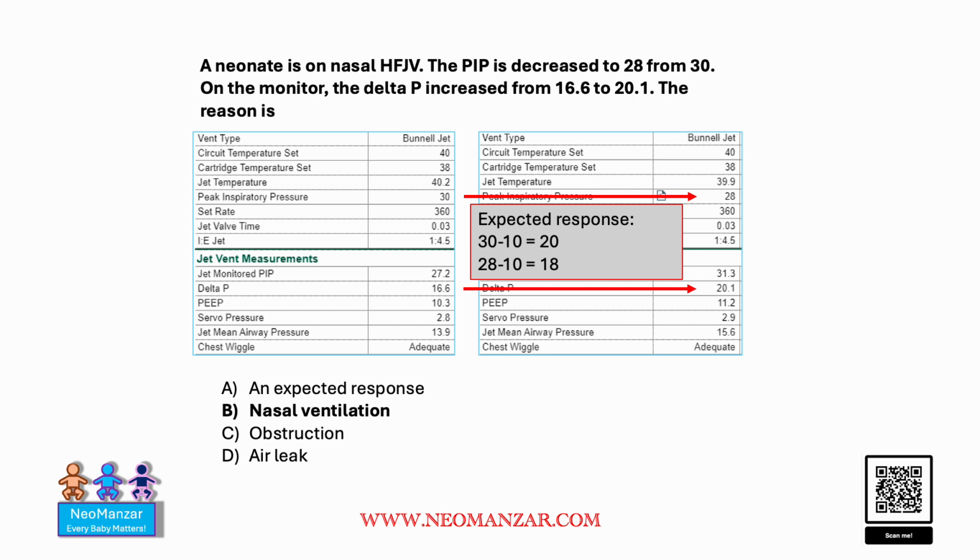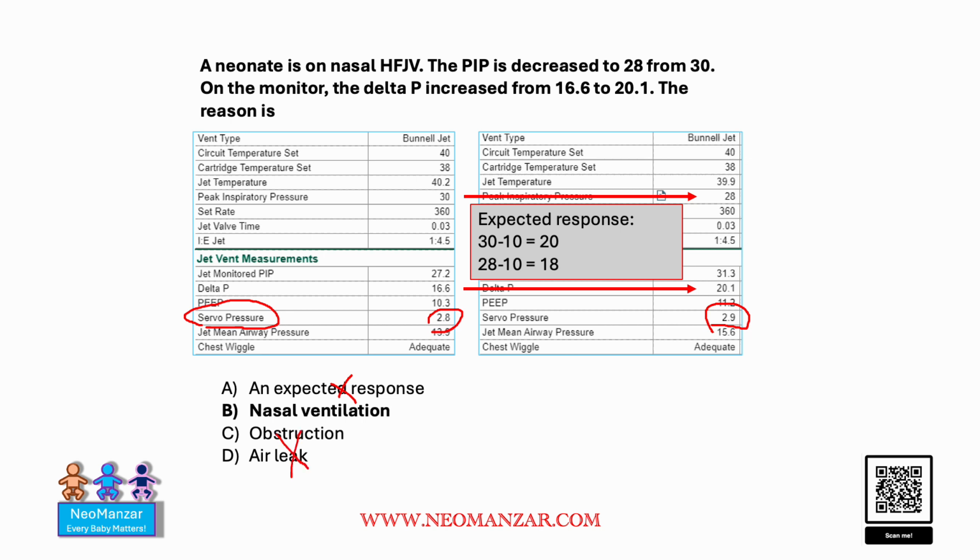The reason is that with every ventilation breath in nasal ventilation, the PEEP generated is different, and the delta P on the monitor is a calculated value. So that's why the expected response is out. Now, what about obstruction? Always keep an eye on servo pressure. This is very important. Here it is 2.8 and then 2.9, so there is no big change in servo pressure. That's why these last two options are out.